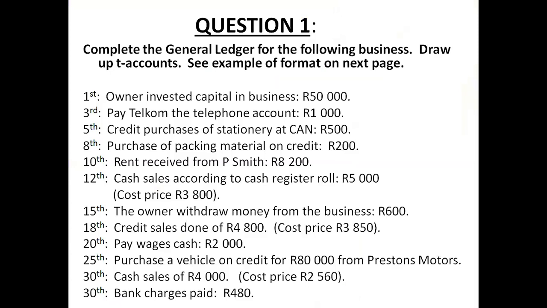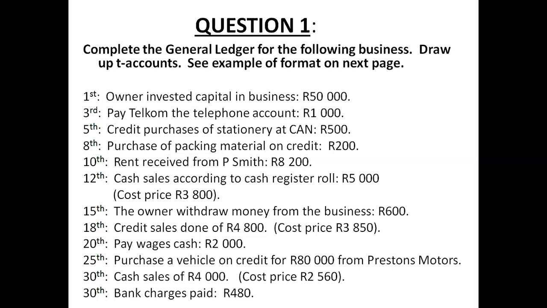I will move now to the format on the next page, but let us quickly scan through the transactions. On the first, the owner invested capital in the business, 50,000. On the third, pay Telkom the telephone account, 1,000. On the fifth, credit purchases of stationery at Can, 500 rand. On the eighth, purchase of packing material on credit, 200. On the 10th, rent received from P. Smith, 8,200.